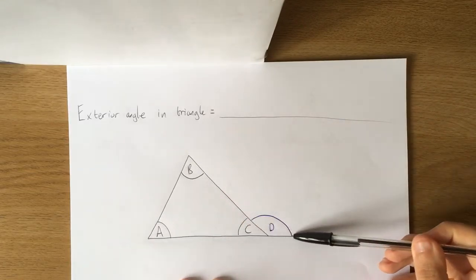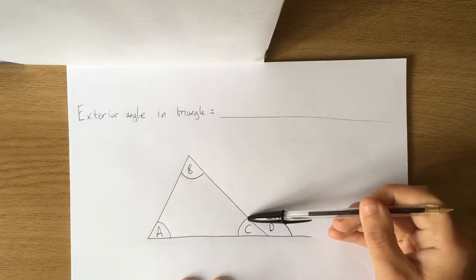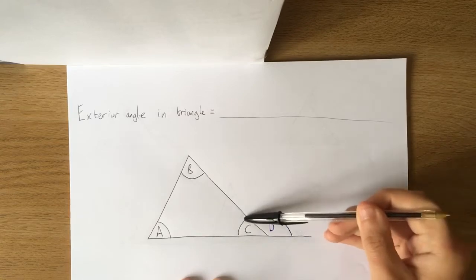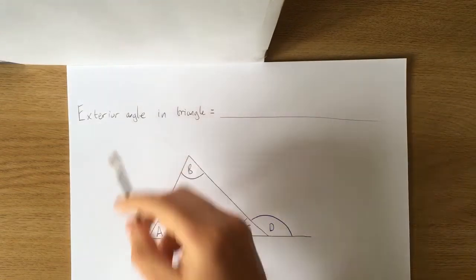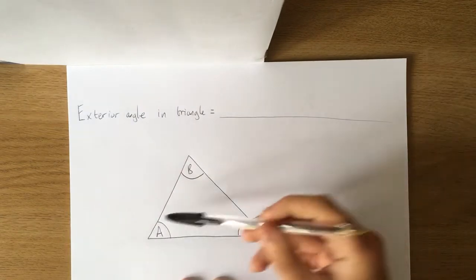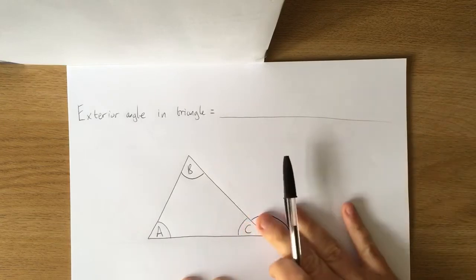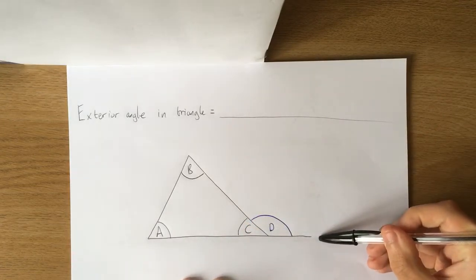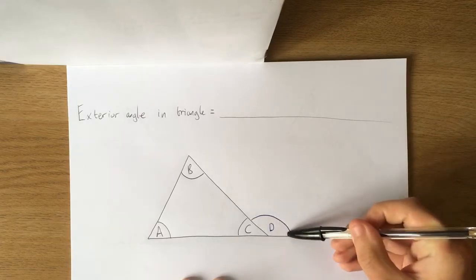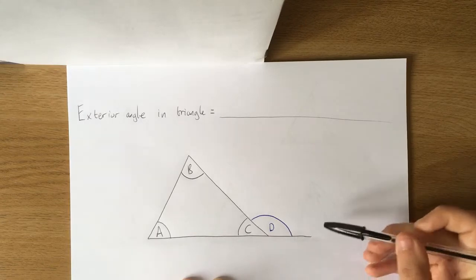Alright, I have extended one of the sides of the triangle out a little bit, and then this angle which is created here, the one that I've called angle D, that's called an exterior angle. Okay, so you've got your triangle, which you've seen 1,000 times before, and then you just extend one of the sides out a little bit, and it's this angle that's created by extending the side that we're interested in.